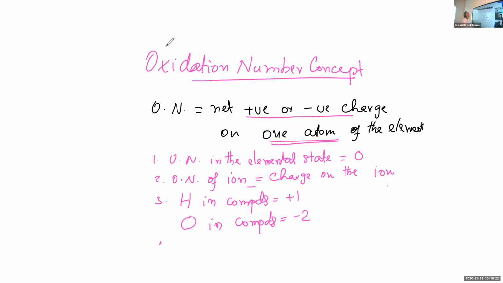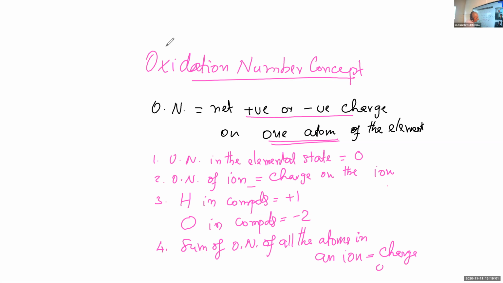Now you come to oxidation number of a group of atoms existing as an ion. The sum of oxidation numbers of all the atoms in an ion is equal to the charge on the ion. We have, for example, carbonate, CO3 2-. So the sum of the oxidation numbers is equal to -2. Chromate, CrO4 2-. Sum of the oxidation numbers is equal to -2.